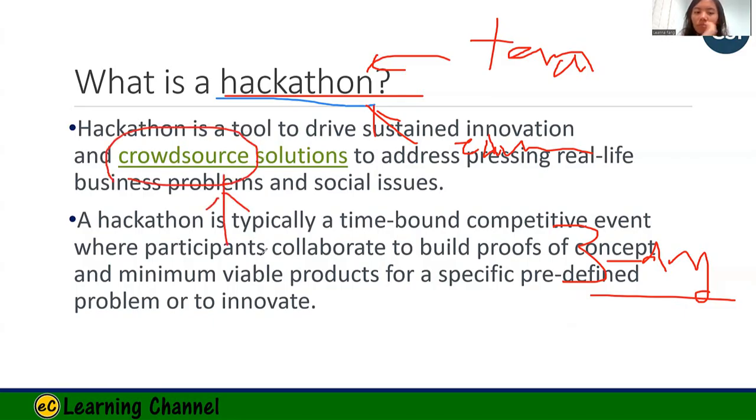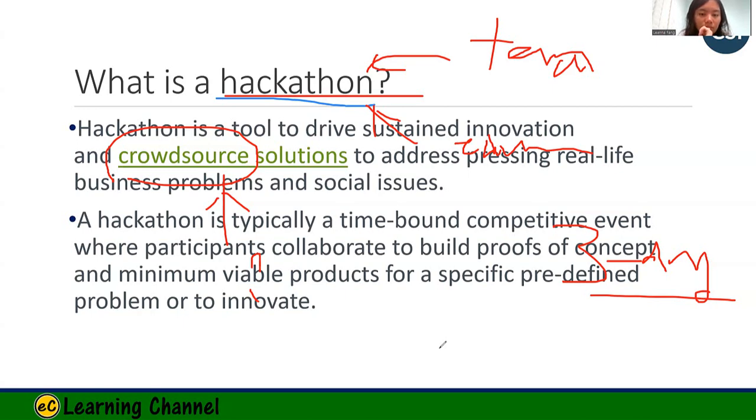What does it mean by crowdsourcing? What is crowdsourcing? Crowdsourcing means that you don't have a solution, you don't have a book, you don't have anything else, then you ask the internet to see if somebody can give you the solution. Is that okay?